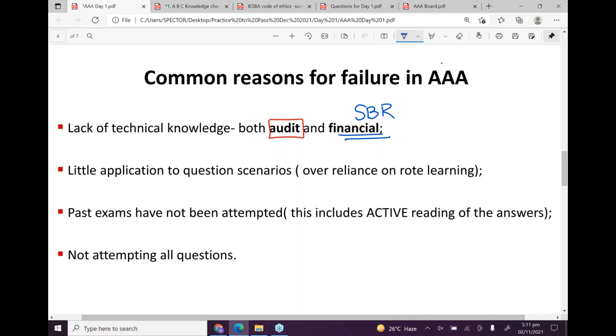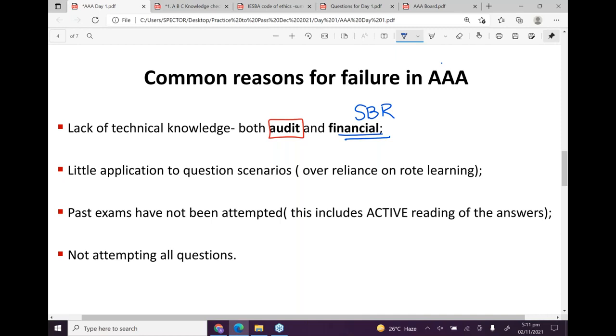So the first reason for failure is not having the required knowledge. If you're studying with a tuition provider, you would have covered the knowledge. If not, I hope, and I'm assuming, you would have studied the study text from approved publishers.